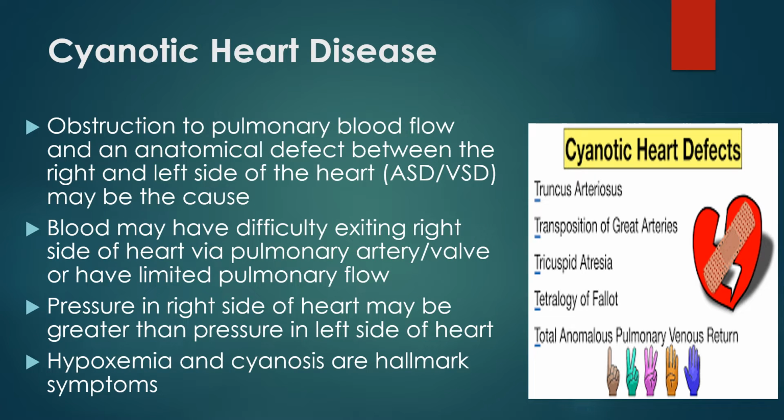So cyanotic heart disease is basically an obstruction of pulmonary blood flow and an anatomical defect between the right and left side of the heart. Either one of those could be the cause. Blood can have difficulty exiting the right side of the heart via the pulmonary artery or pulmonic valve, or have limited pulmonary flow in general. Pressure on the right side of the heart can be greater than the pressure on the left. So if you've got a communication like an ASD or a VSD, the blood's going to go based on the pressure gradient from right to left. So you end up putting deoxygenated blood into the left heart, and hypoxemia and cyanosis are hallmark symptoms.